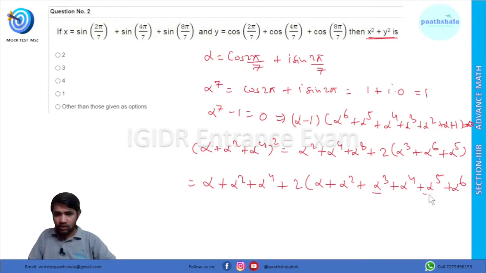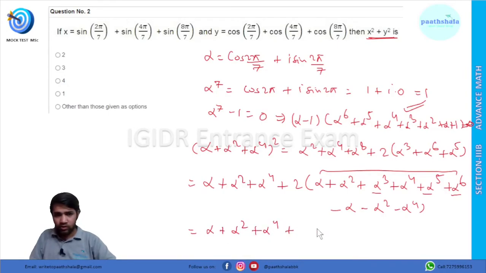Now these three terms were present already, so whatever we have added we will have to subtract it. So minus alpha square minus alpha power 4. So this value will be 1 from this equation. So this is alpha plus alpha square plus alpha power 4 plus 2 times this value, which is minus 1 minus alpha square minus alpha power 4. From this equation you can see that this is also 0 and this is also 0. So when you equate this equals to 0, you will get this value as minus 1.